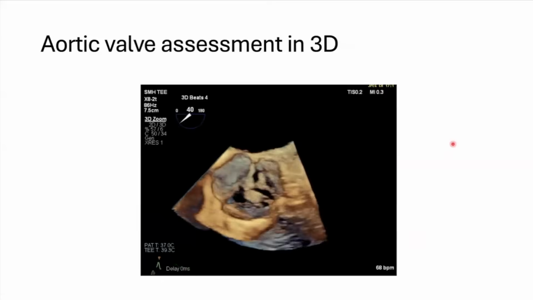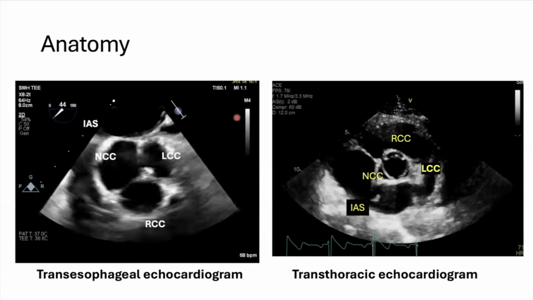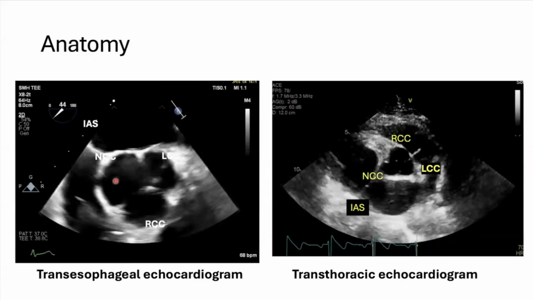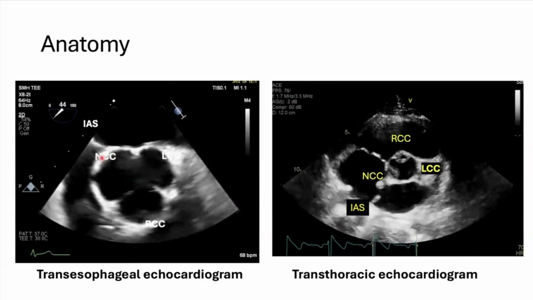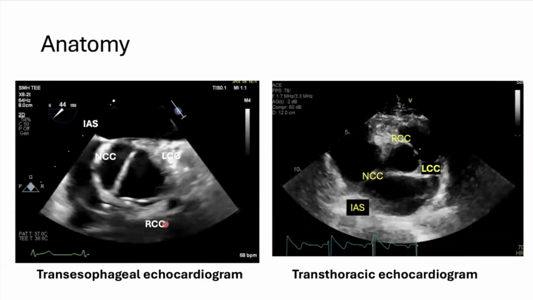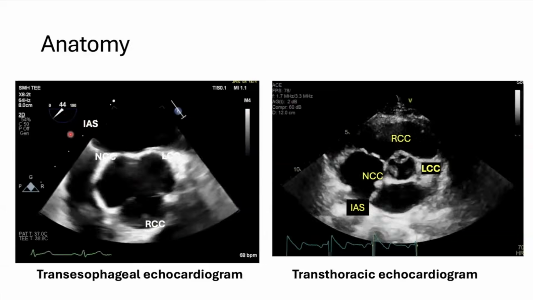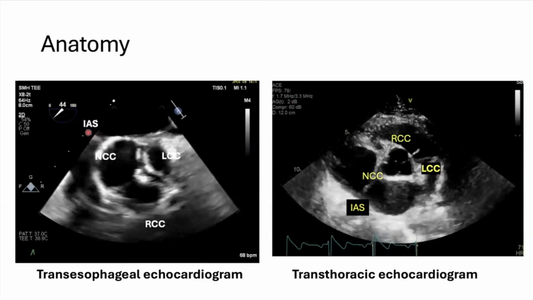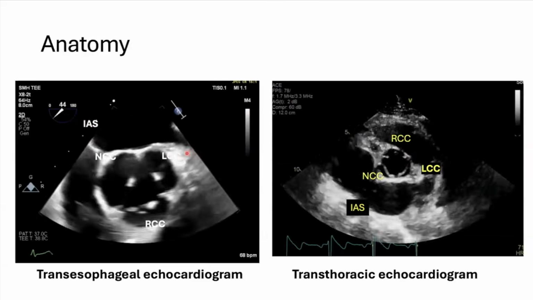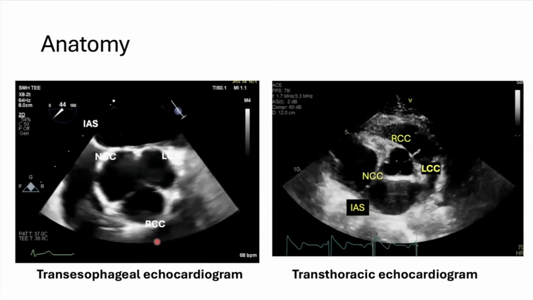So this is an example of an aortic valve in 3D. And just to orient us, this is an example of TEE on the left, where the non-coronary cusp is at 10 o'clock, left coronary cusp at 2, and right coronary cusp at 6. Your guiding light is going to be that interatrial septum. Wherever you see that, that's going to be your non. Then your left is closer to the left ventricle, right is closer to the right ventricle.